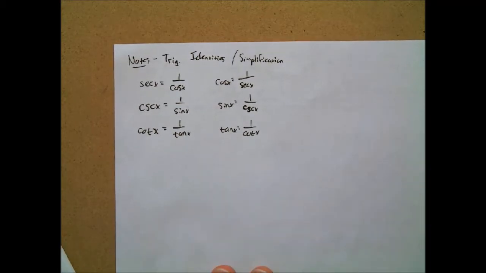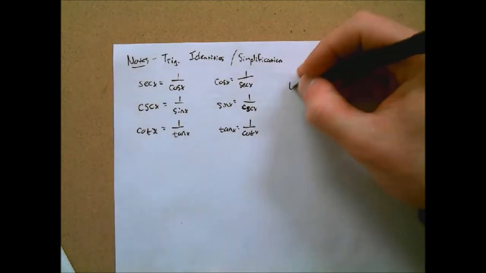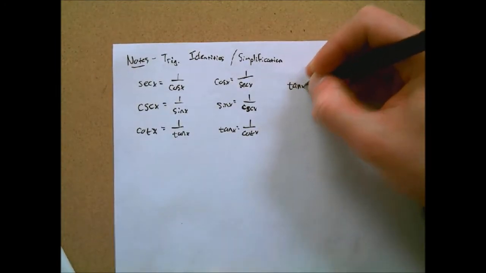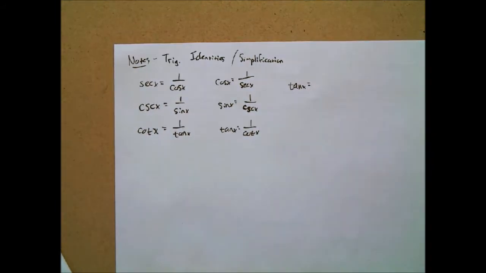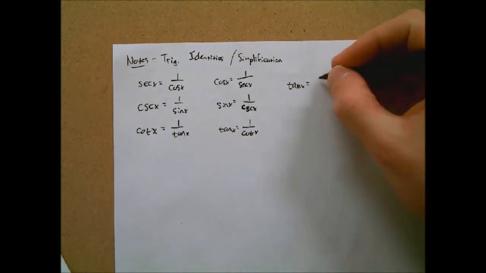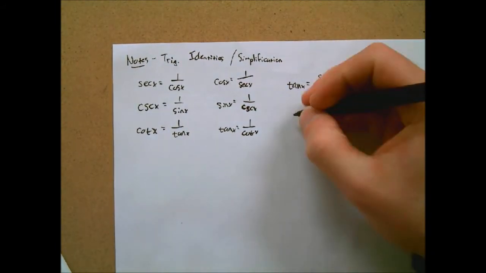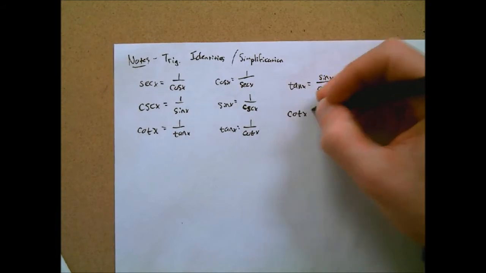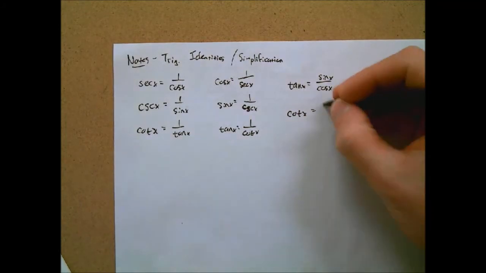There's a few more that we know too. Yes, we know tangent to be 1 over cotangent, but we can also think of tangent as sine of x over the cosine of x. And we should also be able to identify cotangent of x as cosine of x over the sine of x.